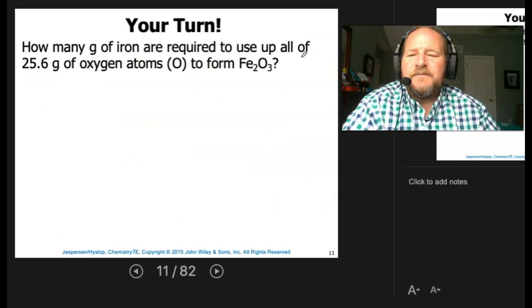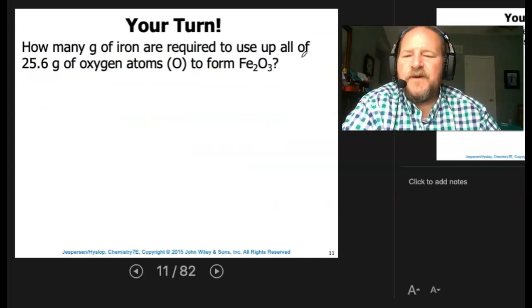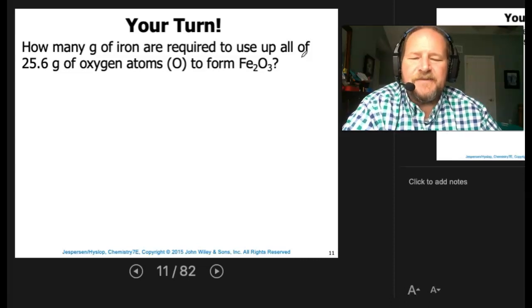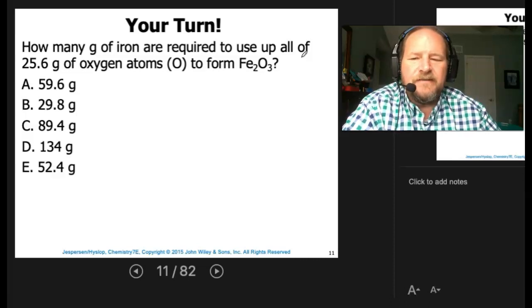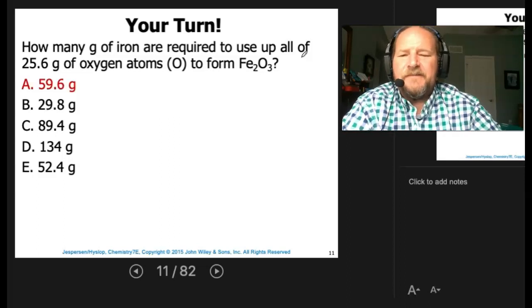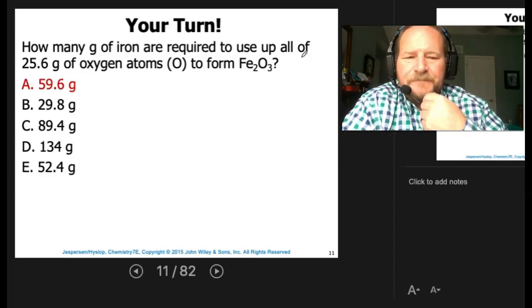All right, how many grams of iron are required to use up all of the 25.6 grams of oxygen atoms to form Fe2O3? So there are 5 options. All right, hopefully you paused it and now you're starting to go forward again. If not, pause now before I give you the answer of 59.6 grams.